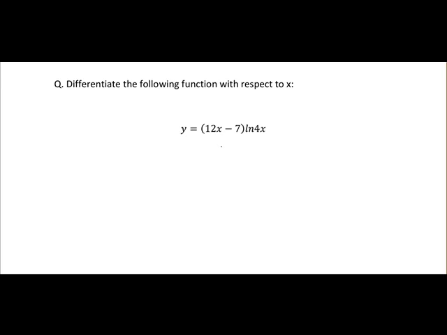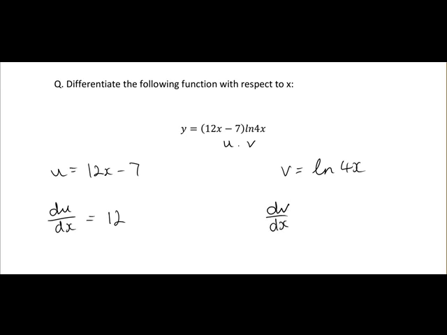So first we identify u and v. So u would be 12x minus 7 and v would be ln 4x. Differentiate to get du dx. So we differentiate this, we get 12, with a minus 7, constant just differentiates to 0. Differentiate v, dv dx. So it's ln 4x. So that'll differentiate to 1 over 4x.